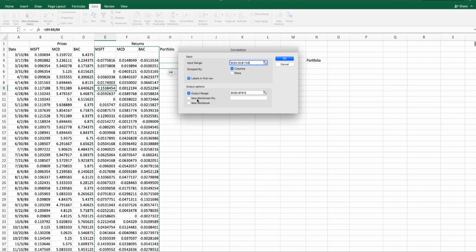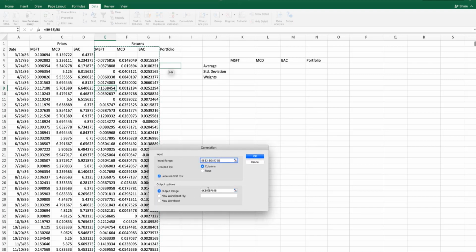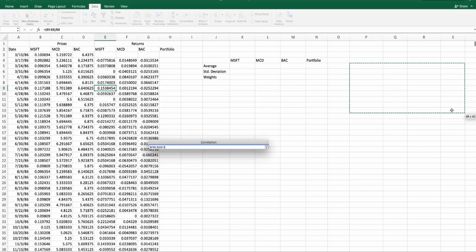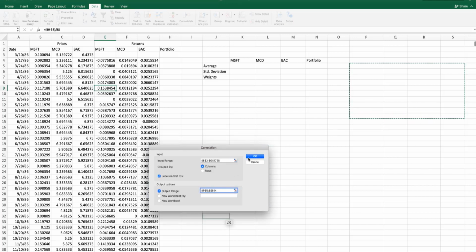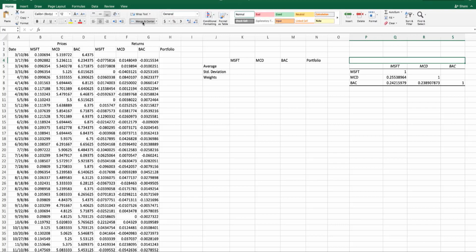And then for output range, you can use a different worksheet or a whole new workbook, but I like to see all at the same place. So I'll set the output range. I want my correlation matrix to fall somewhere here. It won't be that big. Okay, all right, so there you go. You have the correlation matrix. Let me merge it and name it correlation matrix.